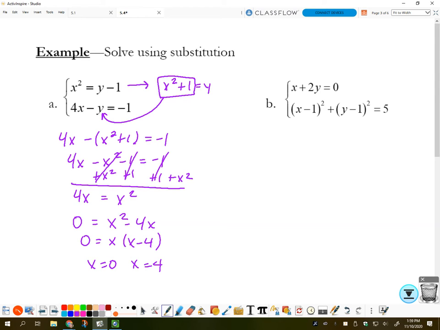So if you think about it, you have a quadratic and you have a line. So you have something shaped like this and something shaped like this. They can have two solutions. They would intersect twice.